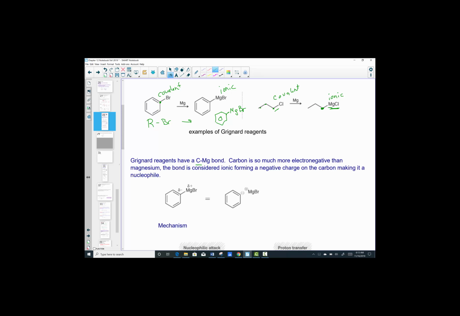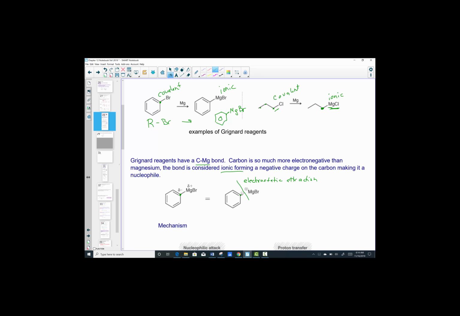Because we have this C-Mg bond, carbon is so much more electronegative than the magnesium. It's no longer considered a covalent bond, but an ionic bond. This carbon that's attached to the magnesium is so much more electronegative that it creates a separation, where we have electrostatic attraction holding them together, but not a shared pair of electrons. That's the quality of an ionic bond: opposite charges, which is a very strong type of bond, but they're not shared pairs anymore.